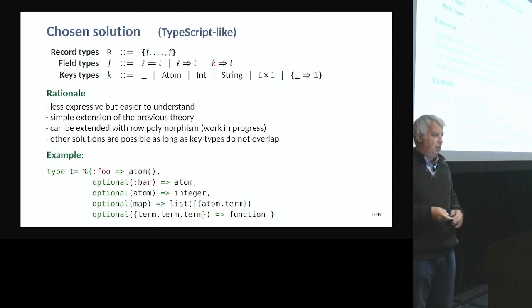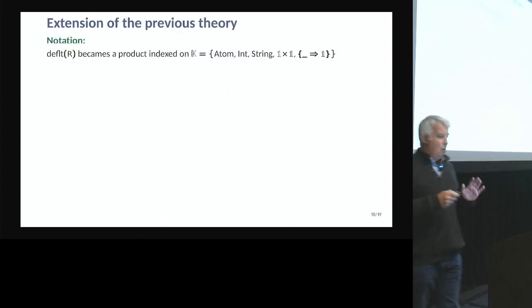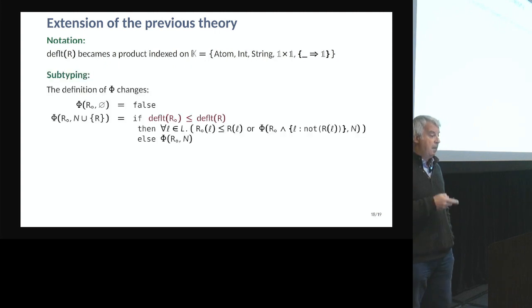So why is it an extension of the previous theory? Well, the only difference is that the default value now is not a type, but becomes a product indexed on all the key types. This subtyping relation, this is how it was defined before.